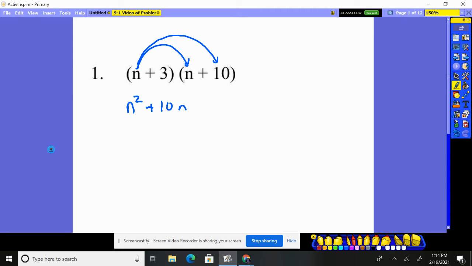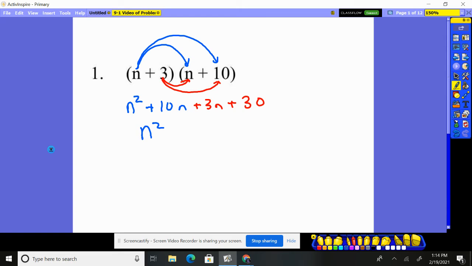Now we must have the 3 shake hands with that n, so that's plus 3n. And it must be distributed through and shake hands there with the 10, which gives us 30. Now, we have 4 pieces here. Do any of them go together? Yes, the 2 middle pieces go together.